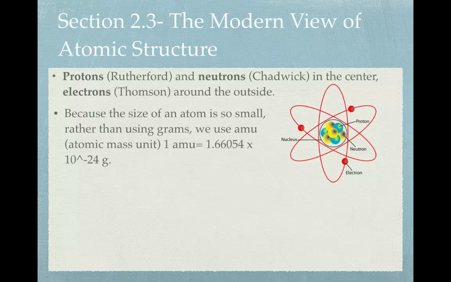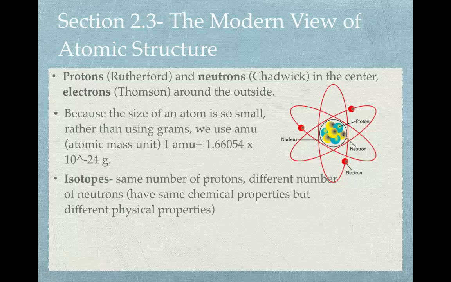So it makes sense why we would need this unit, because an atom is so small that you would have to have very, very small values for mass if we used grams for the unit. The next concept is isotopes. An isotope is an atom that has the same number of protons, but a different number of neutrons. And the interesting thing is that isotopes have the same chemical properties, but very different physical properties.